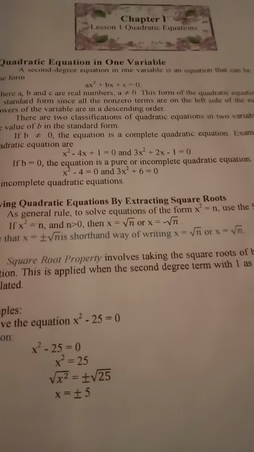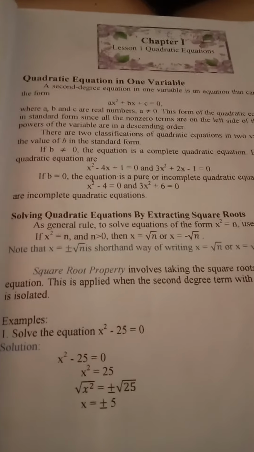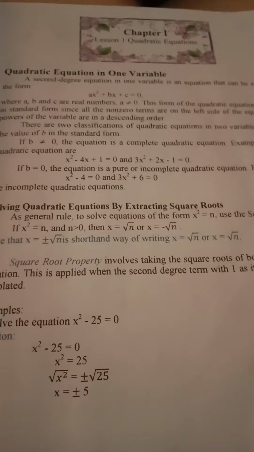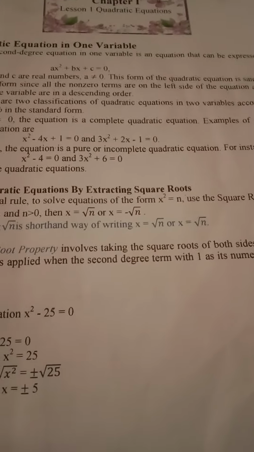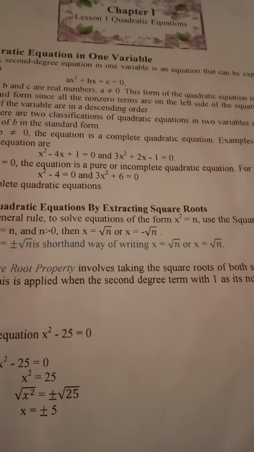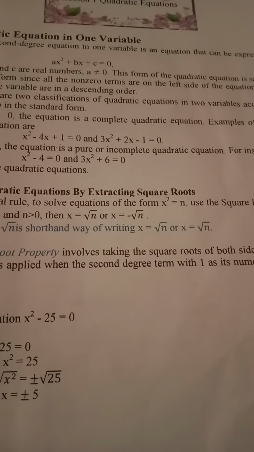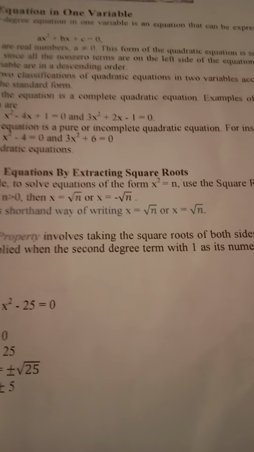Okay, to continue our lessons about quadratic equations, solving quadratic equations by extracting square roots. As a general rule, to solve equations of the form x squared is equal to n, use the square root property. If x to the power of 2 equals n, and n is greater than 0, then x is equal to the square root of n, or x is equal to negative square root of n.